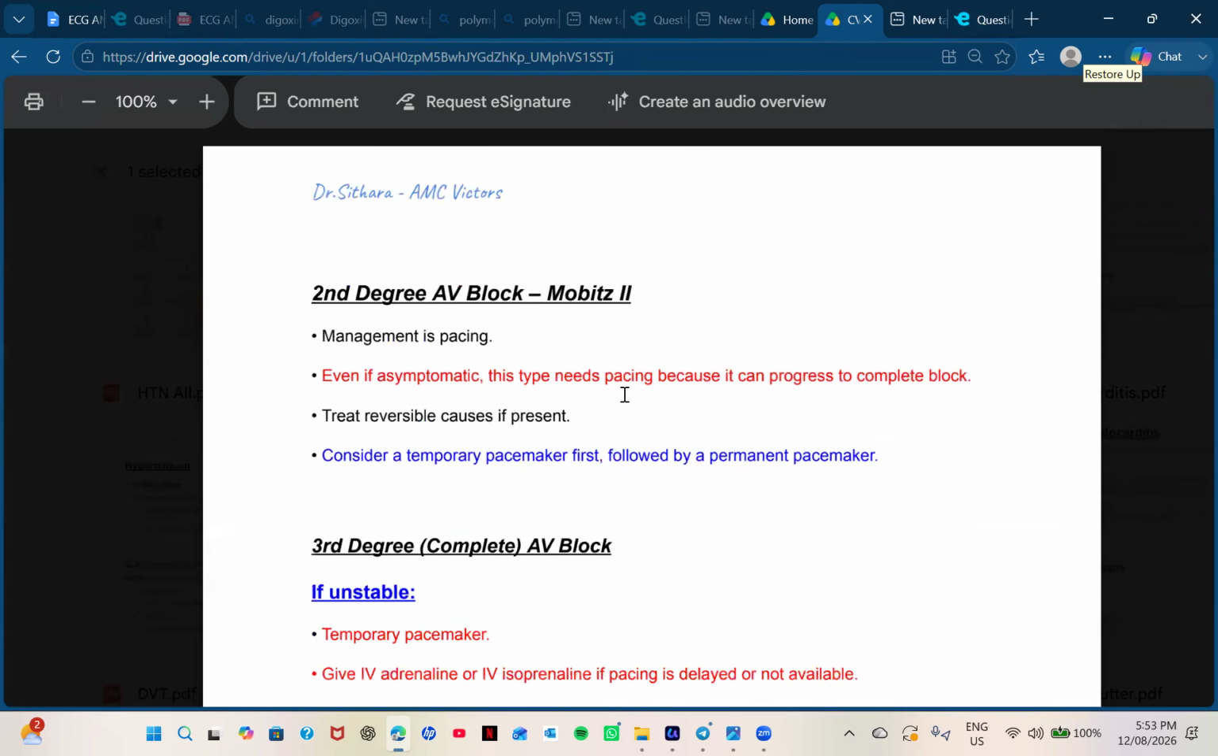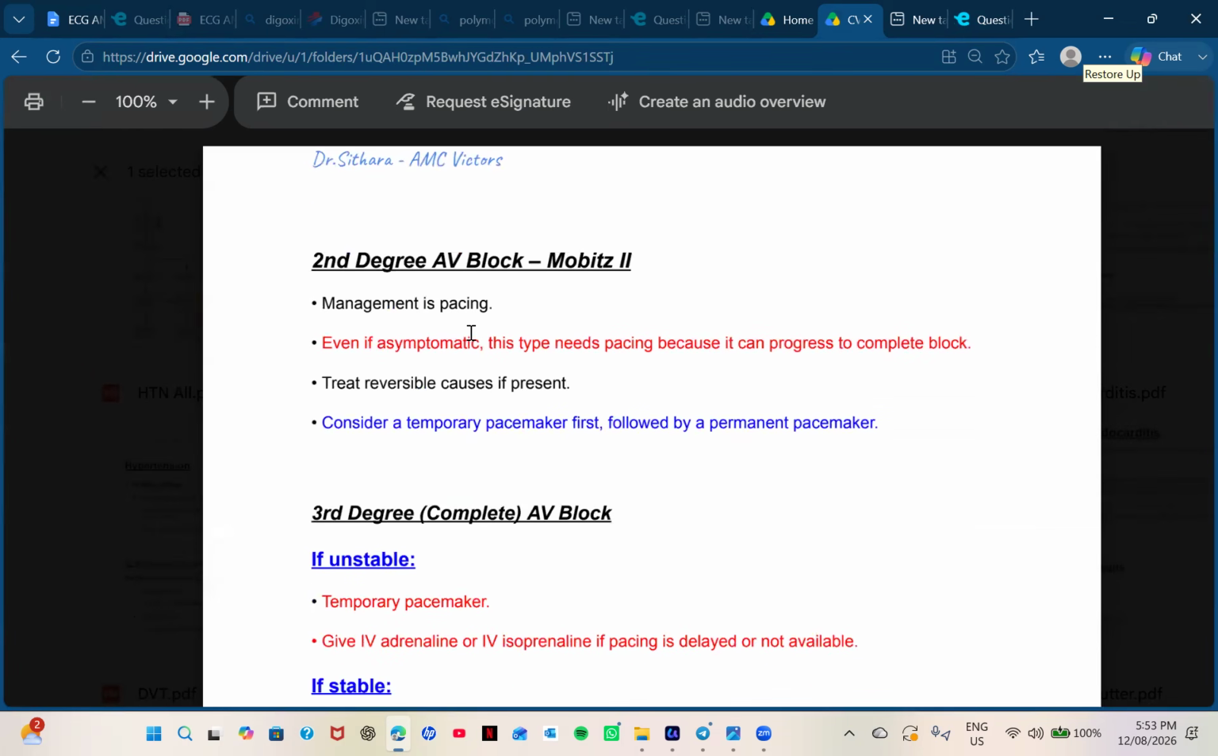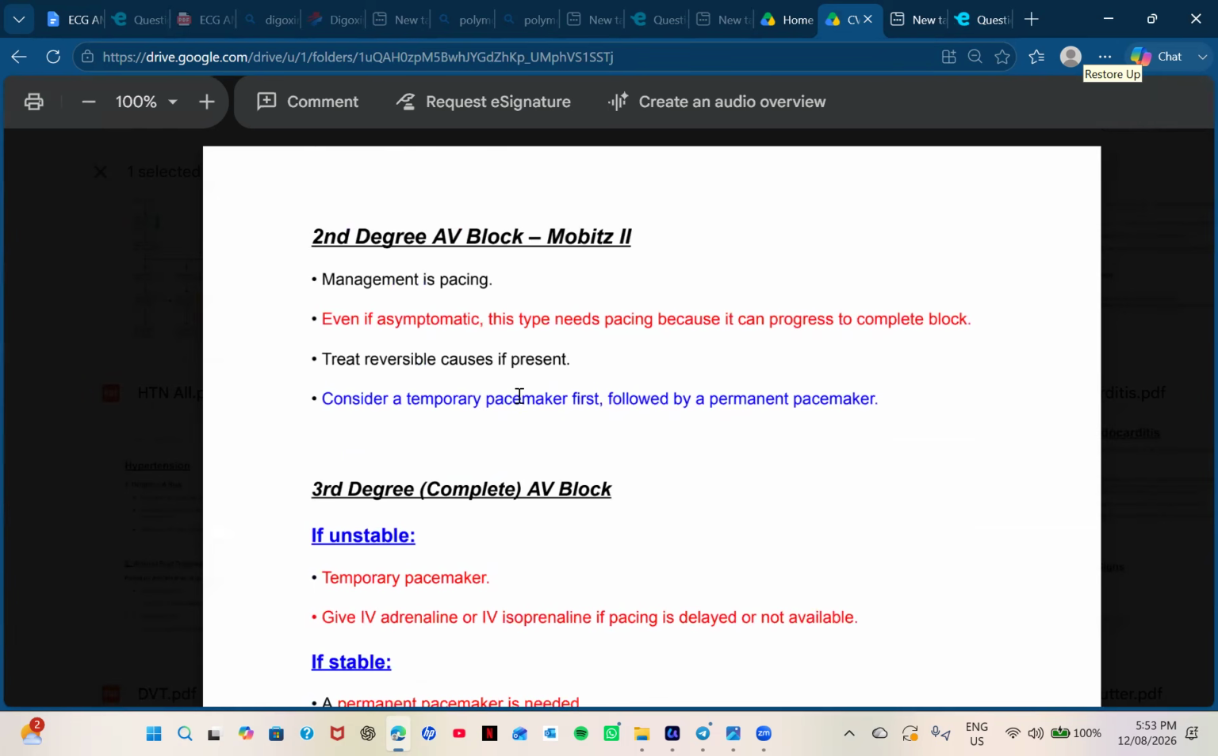Then second degree AV block Mobitz 2 management is admission, right? Even in asymptomatic cases, this type needs admission because they are at high risk of progression to complete block. So you have to treat reversible causes if present. Otherwise, you can consider a temporary pacemaker first, followed by a permanent pacemaker.